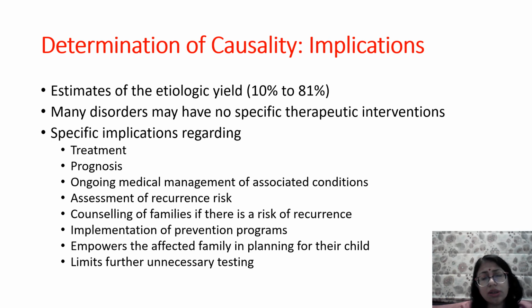Then there may be some disorders which are preventable. How do we implement a prevention program if we do not know the cause? This also empowers the affected family in planning for their child. In fact, some of the parents would go in for chorionic villus sampling to undertake antenatal genetic confirmation of the diagnosis. And very importantly, once it provides closure to the parents, it limits further unnecessary testing, further hopping or window shopping or doctor shopping, because some of the disorders may not have specific therapeutic interventions.